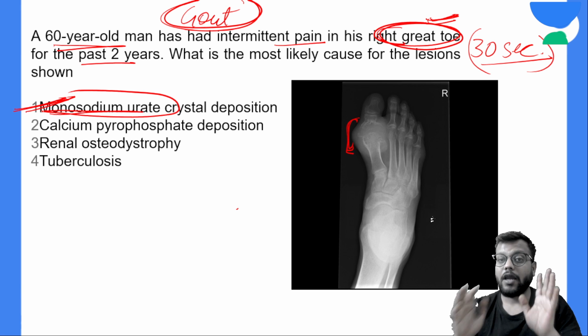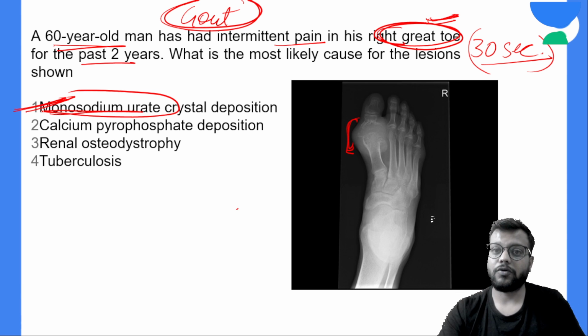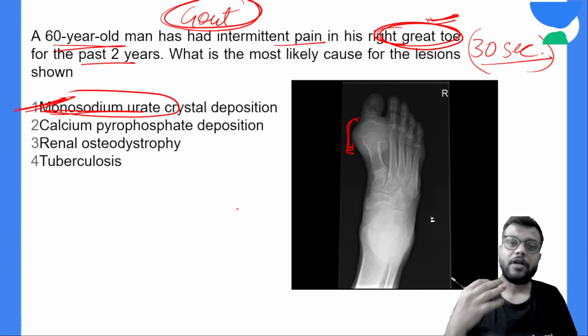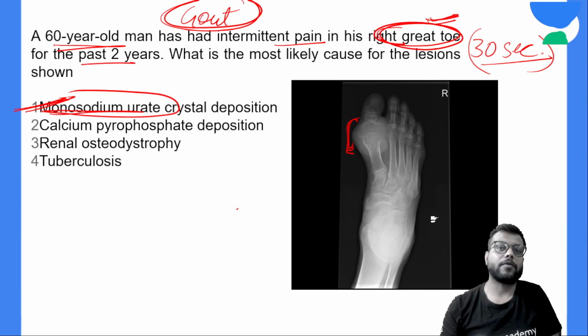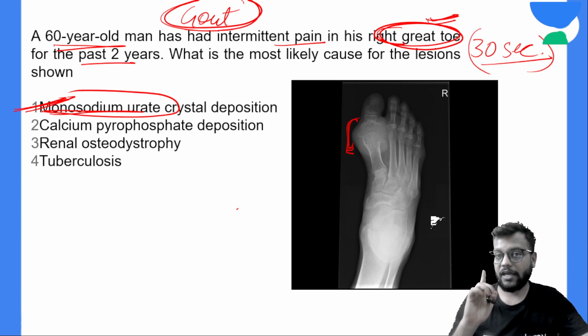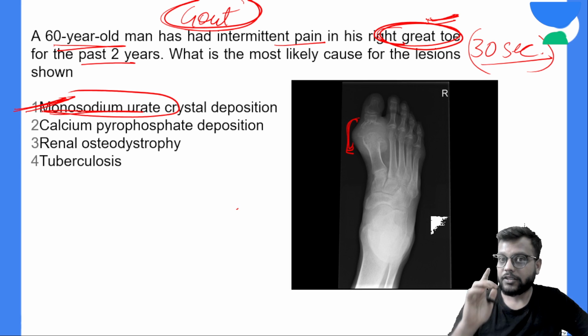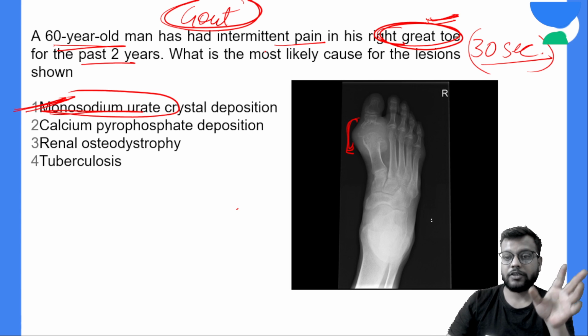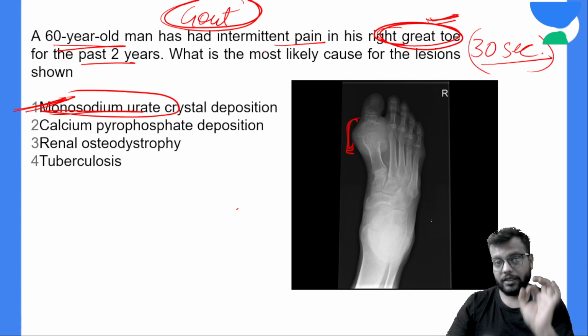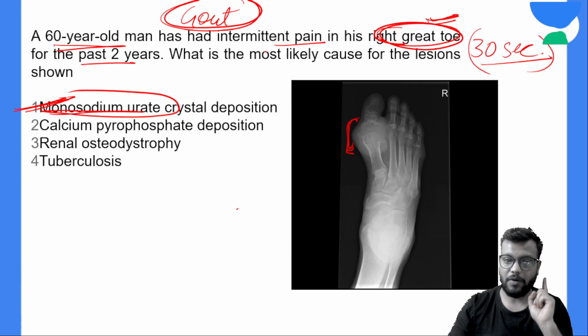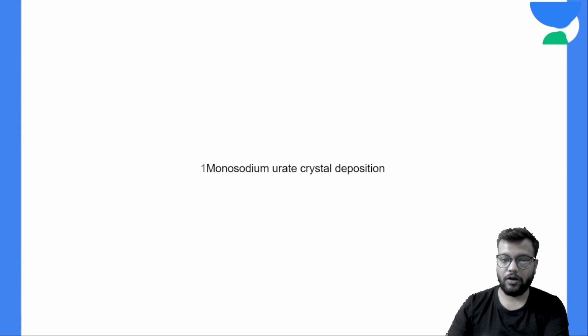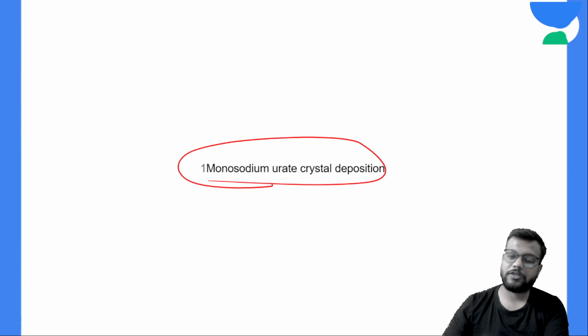Remember, in gout urate crystals will be deposited. Apart from sodium, they can also be in the form of potassium salts and other salts, but never calcium and phosphorus salts. Similarly, in pseudo gout it is pyrophosphate deposition, in the form of calcium pyrophosphate. Okay, so the answer will be monosodium urate crystal deposition in gout.